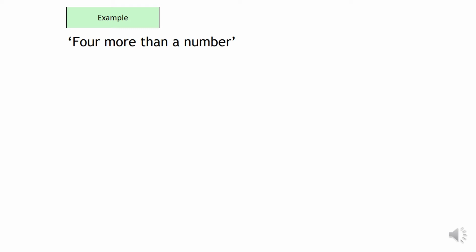Now, imagine here I've given you just this simple statement: 4 more than a number. Now, what number? We don't know. The question hasn't given it. So we will call that number, in this case, n. Okay, and because it's 4 more than a number, we are adding 4. If you said 4 less than a number, then of course you would be subtracting 4. So our number is n plus 4. That is the same as 4 more than a number.